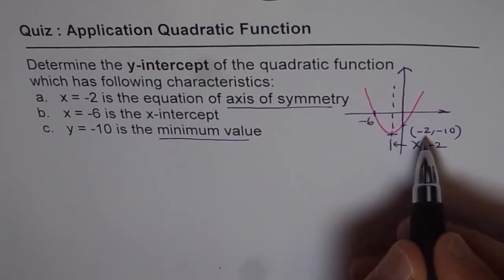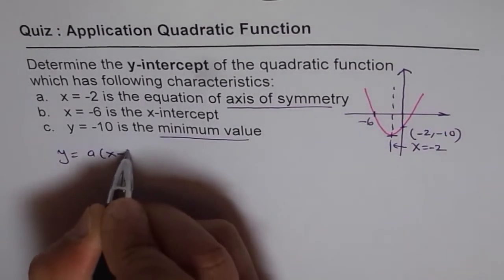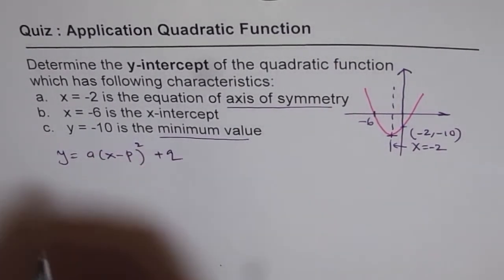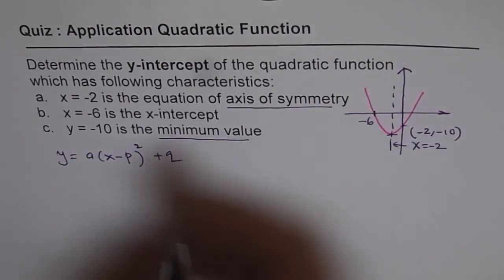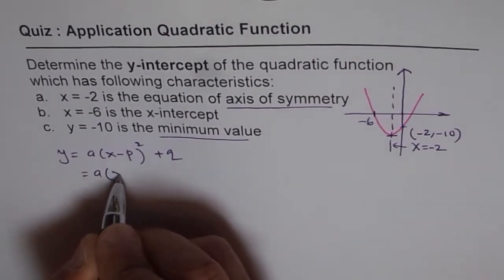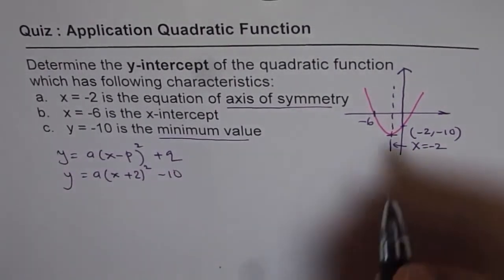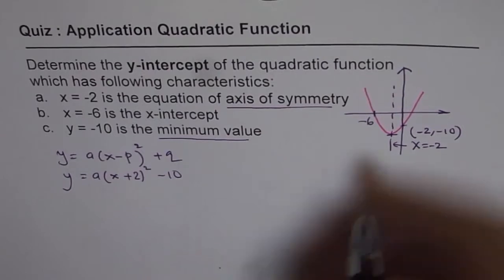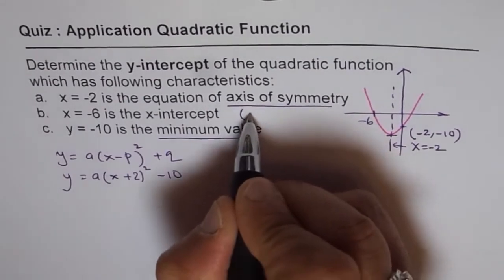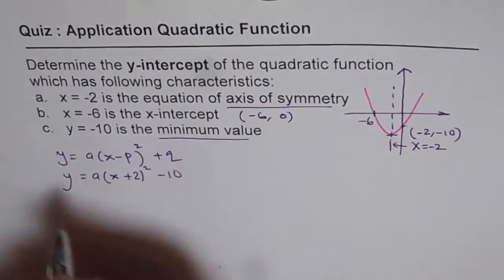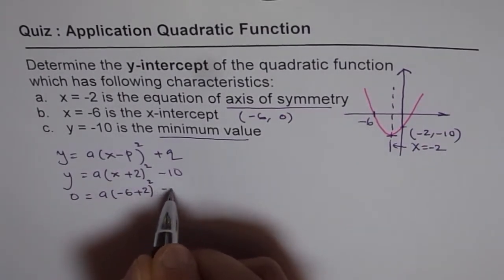Now since we know the vertex, vertex form is the best place to start. So we go y equals a times (x minus p) whole squared plus q. Now the vertex is (-2, -10). So we can write down y = a(x + 2)² - 10. So that is using the vertex (-2, -10). Now to find the value of a, we can use the x-intercept, right? So the x-intercept is (-6, 0). So we'll plug 0 for y and -6 plus 2, whole squared, minus 10.